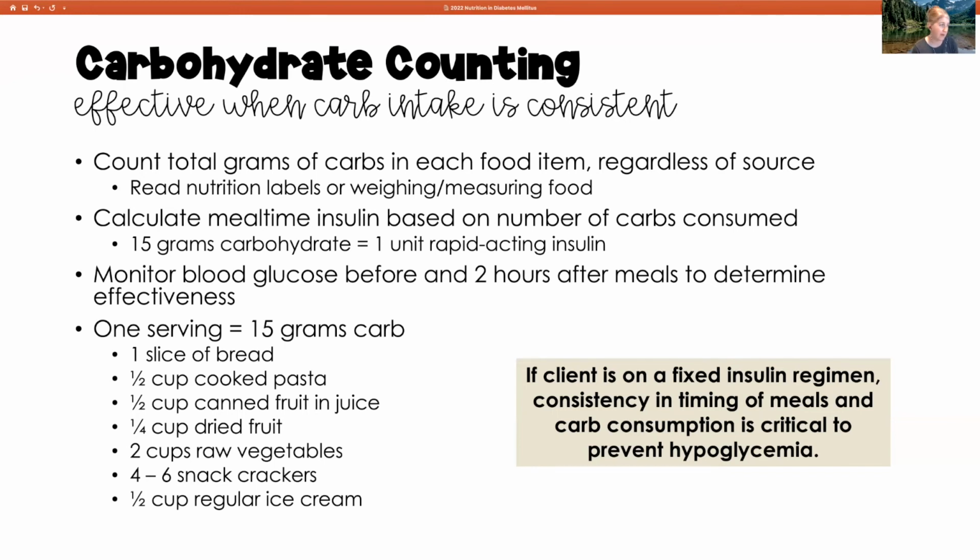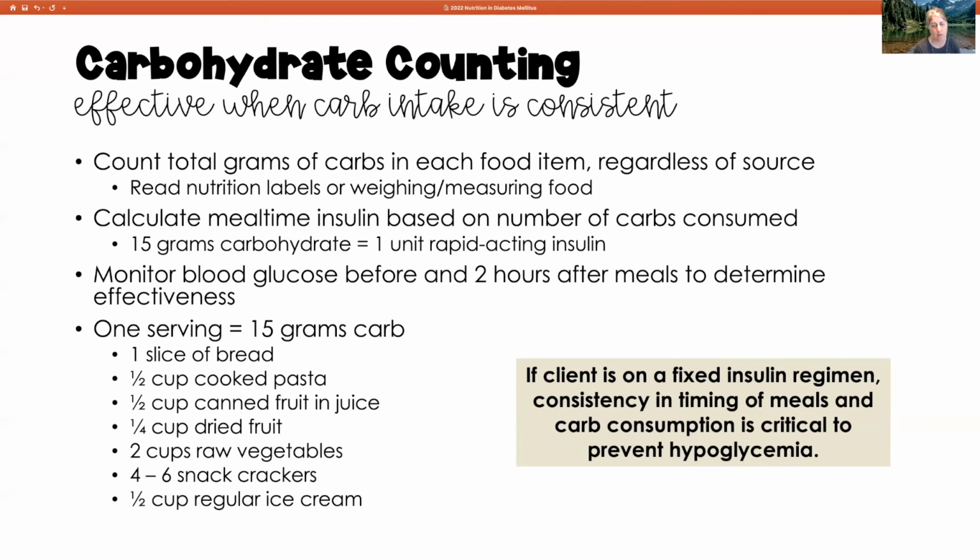Remember, rapid acting has an onset between 10 and 20 minutes. So they're going to take that rapid acting insulin immediately before they eat their meal. So that's carb counting. Then they're going to monitor their blood glucose, of course, before they eat, and then that 2 hour postprandial blood glucose, so 2 hours after meals. And this is going to help them determine the effectiveness of their calculations and their insulin regimen.